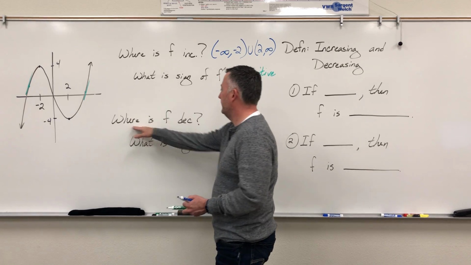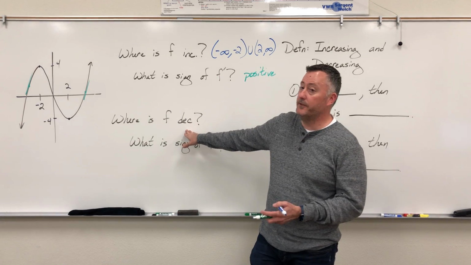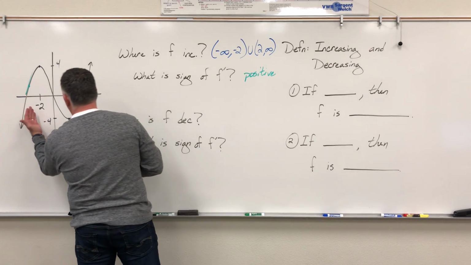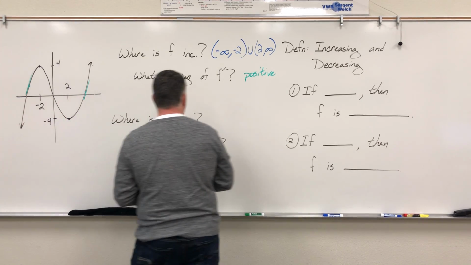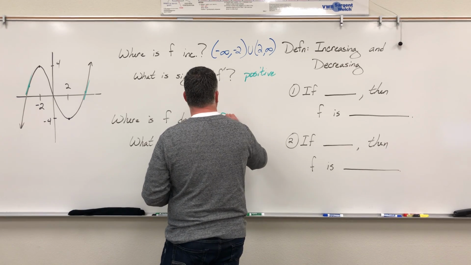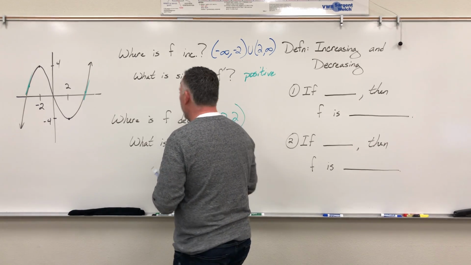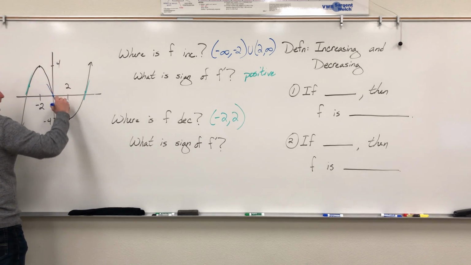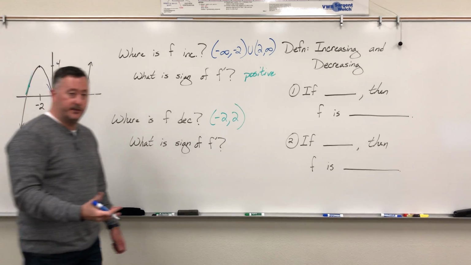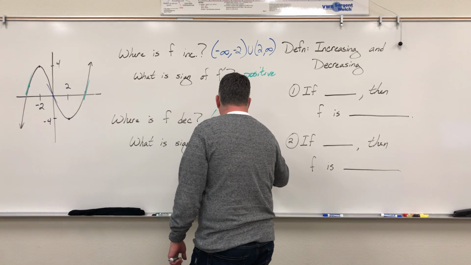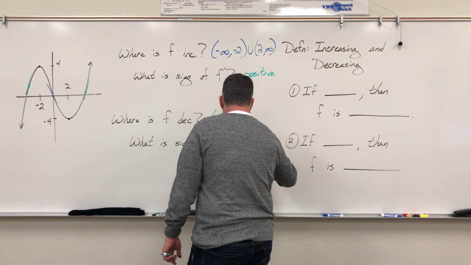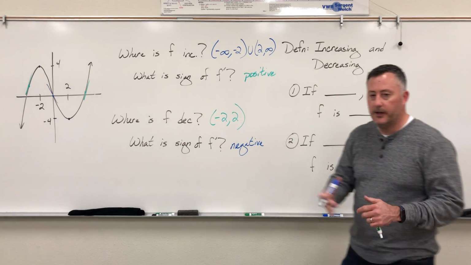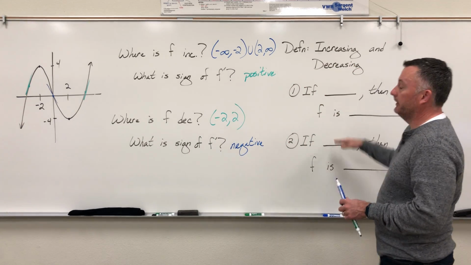All right, so we kind of talked about this one already, where f decreases. That's where it's going down. So it's going down from -2 to 2. And if we drew a tangent line in there, it would have a negative slope. So visually, we can connect the two concepts together and actually get a good definition.